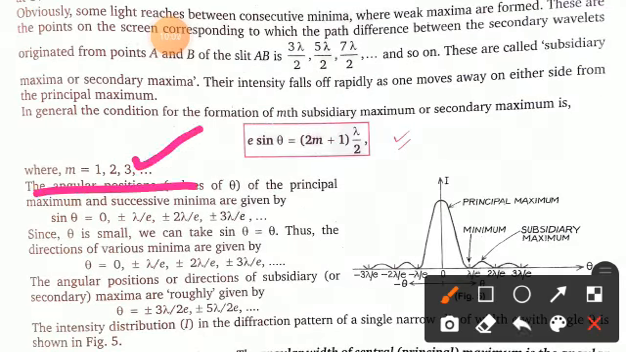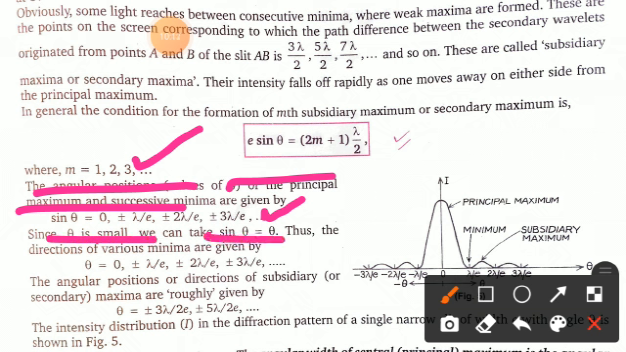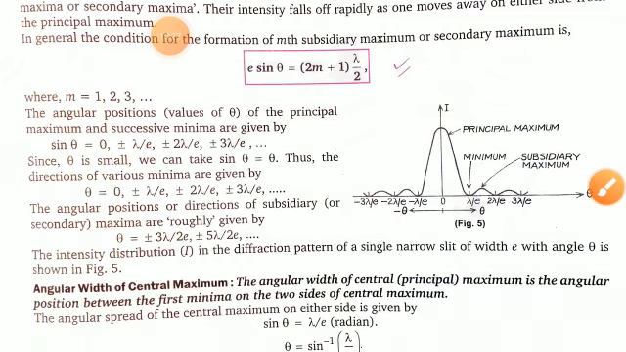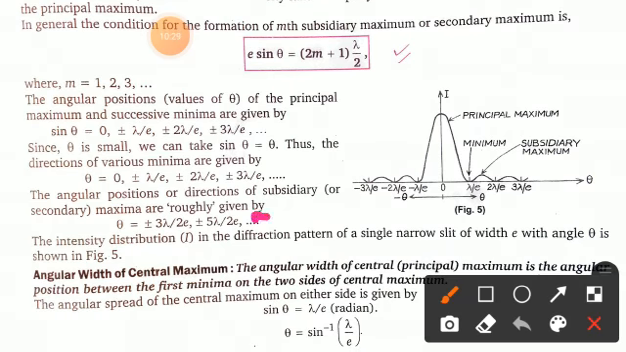So the angular positions theta of the principal maximum and successive minima are given by sin theta equal to 0, lambda by e, 2 lambda by e, 3 lambda by e. Now theta is small, so we can write sin theta equal to theta. Thus the directions of the various minima are given by this formula. Clear? Here you can see the intensity distribution from this figure. The angular positions or directions of the subsidiary maxima are roughly given by this formula.